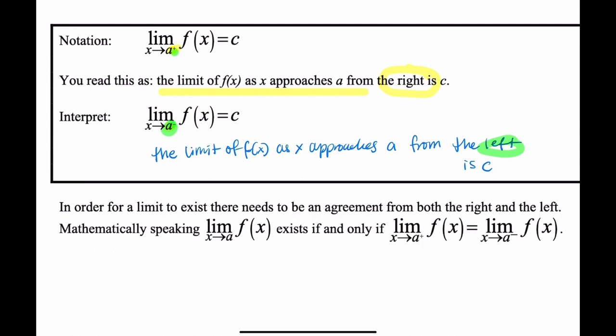So mathematically speaking, the limit of f of x as x approaches a exists if and only if the limit of f of x as x approaches a from the right is equal to the limit of f of x as x approaches a from the left. Okay?